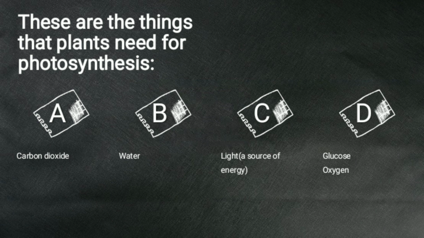So these are the things the plants need for photosynthesis. The first one is the carbon dioxide. The carbon dioxide molecule consists of a carbon atom covalently double bonded to 2 oxygen atoms. It occurs naturally in Earth's atmosphere as a trace gas.